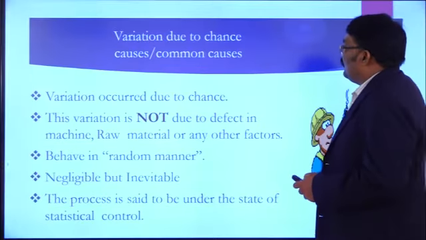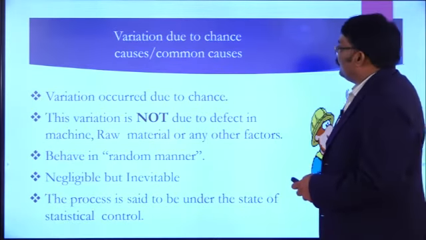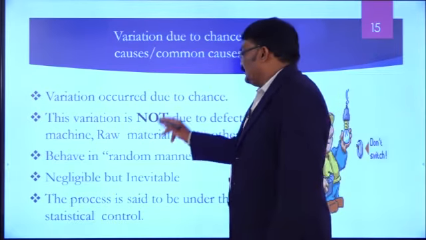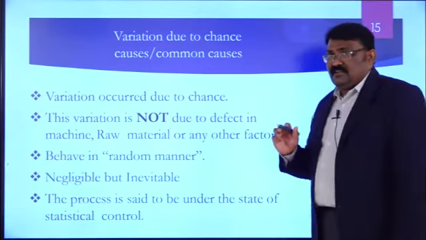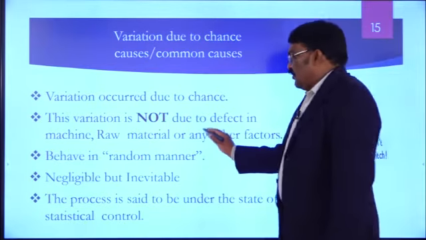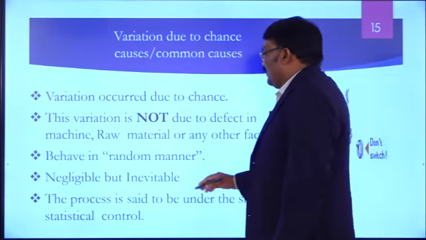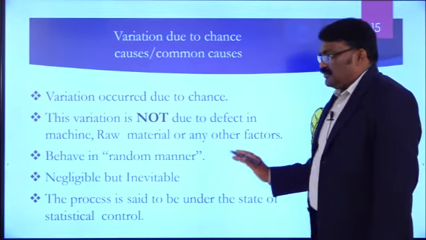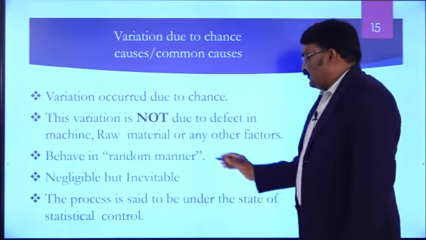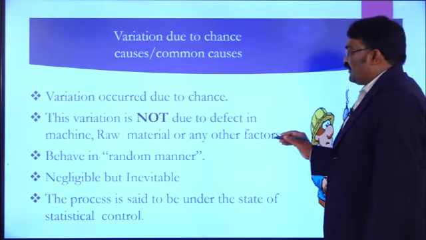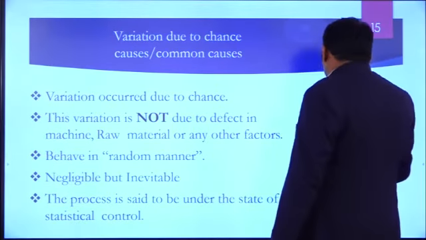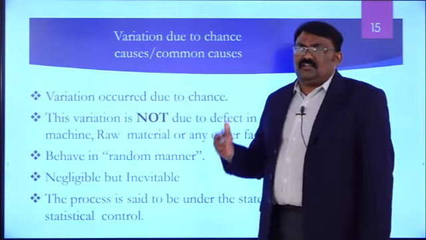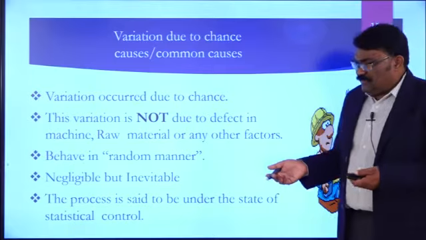Right. Now, for example, in the case of chance, variation occurs due to chance. The variation is not due to a defect in the machine, nor in the raw material or any other factors. It behaves in a random manner, negligible but inevitable. The process is said to be under the state of statistical control. So what we understand is that the variation has occurred due to chance, whatever it may be, and we cannot avoid this.